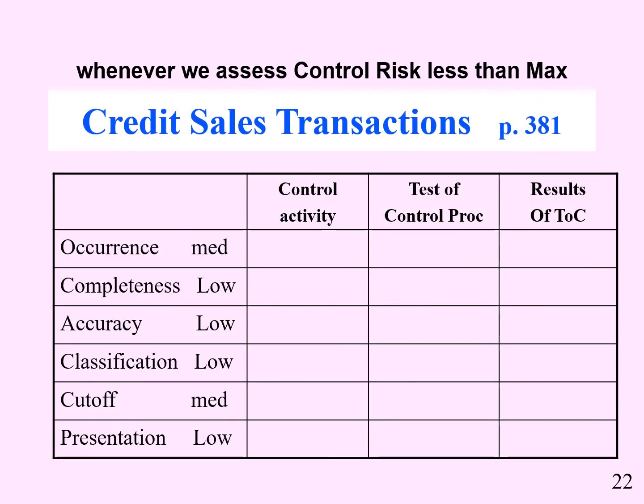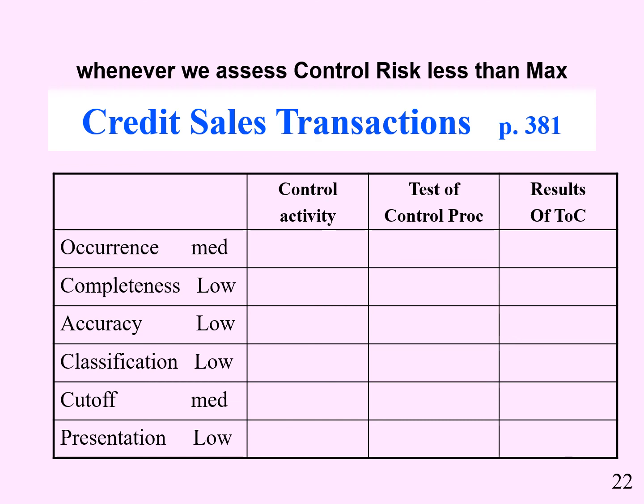Now, let's look at credit sales. For occurrence, we assess control risk as medium, completeness, low, low, low. So all these are less than the max. And the auditing standard says wherever we assess control risk as less than max, we must identify specific control activities, test those control activities, and evaluate and report the results of our tested controls.